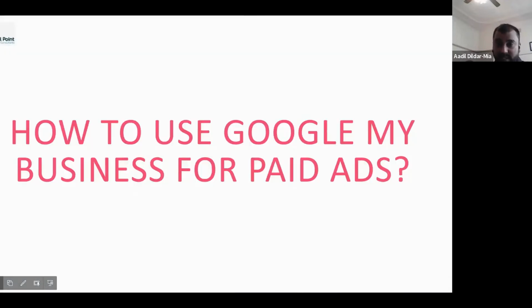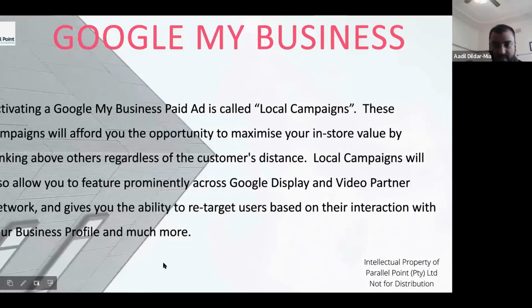Okay, how to use Google My Business for paid ads. Now we're going to talk about the paid ad element. So the first one we spoke about was the free or own traffic that you can get through search engine optimization. Now there's also an option to do paid ads, and that is done through the Google advertising platform. So when we activate a Google My Business paid ad, it's actually called a local search campaign. Now, these campaigns will afford you the opportunity to maximize your store visits by ranking above others, regardless of the customer's distance. So you can also specify the radius, and I'm going to talk about that a little bit more in the next slide. So local campaigns will allow you to feature prominently across the Google Display and Video Partner Network.